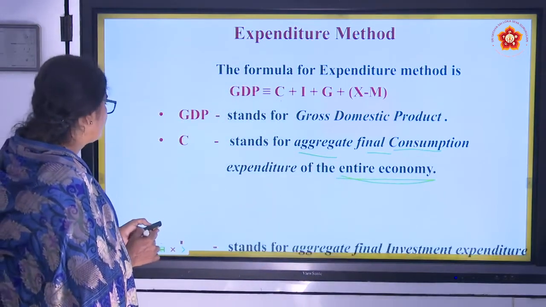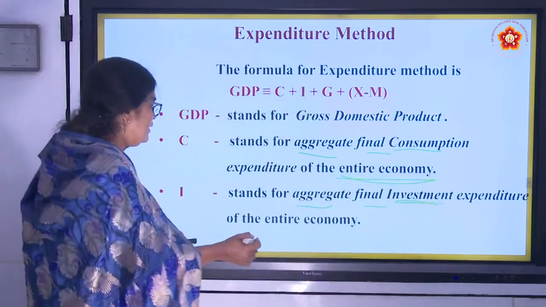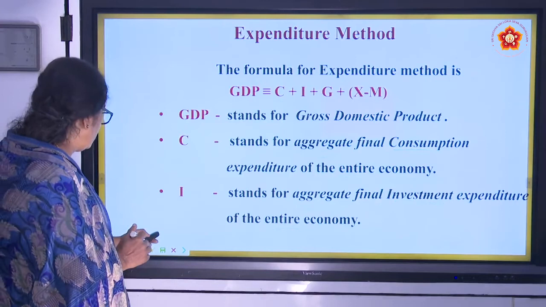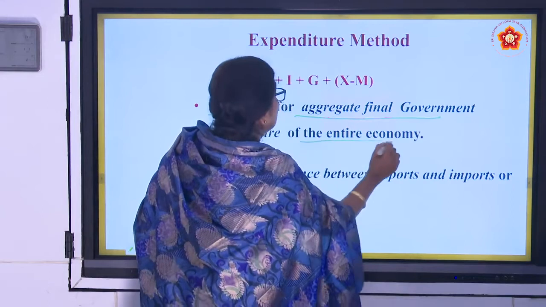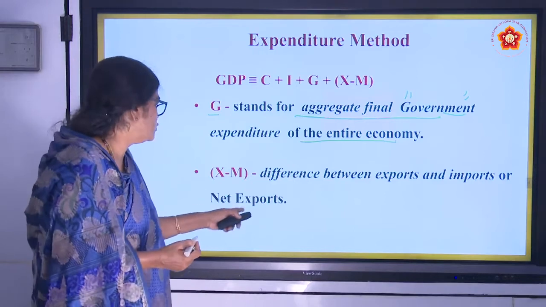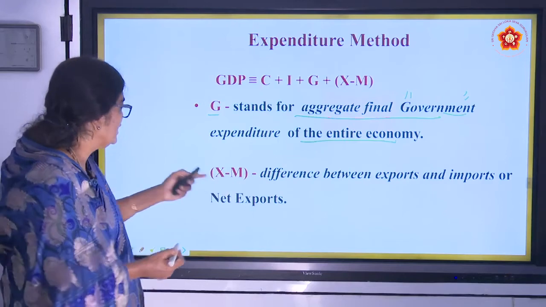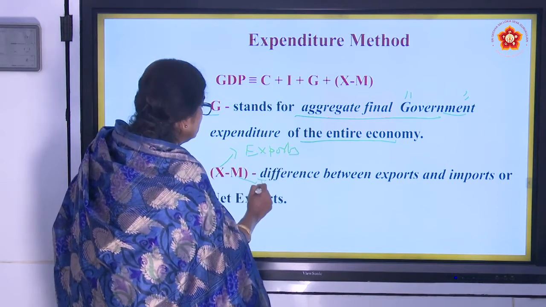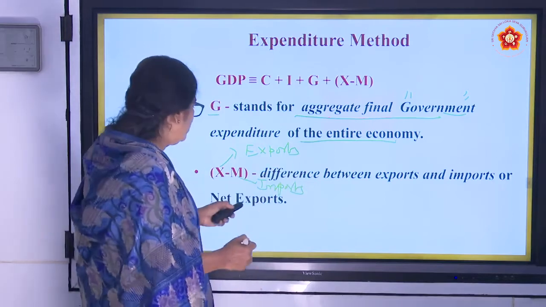And I stands for aggregate final investment expenditure of the entire economy. Capital I, not firm i or anything. And then G stands for aggregate final government expenditure of the entire economy. This is government, entire economy. X minus M is the difference between exports and imports. X is exports, M is imports. Therefore, the difference X minus M will give you net exports.